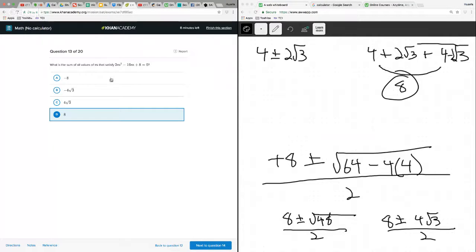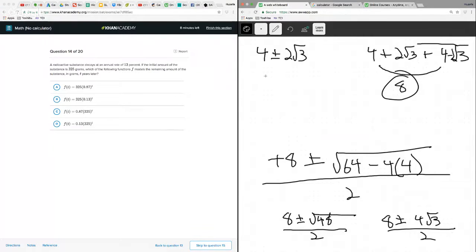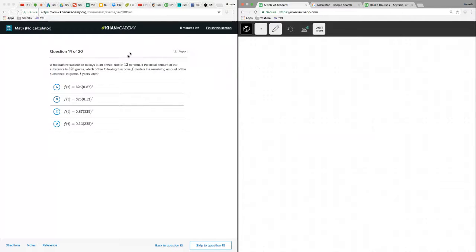Beautiful. You got to read the instructions and make sure you don't just try and get one of the solutions. That's how they get you. Number 14. Oh boy, we only got 8 minutes. I'm actually doing terrible on time.